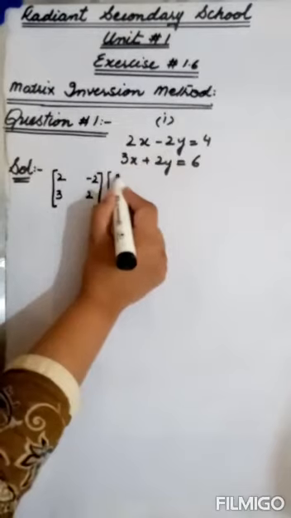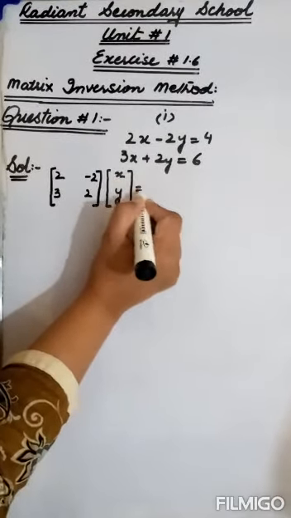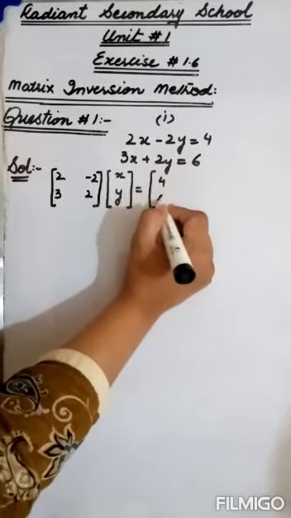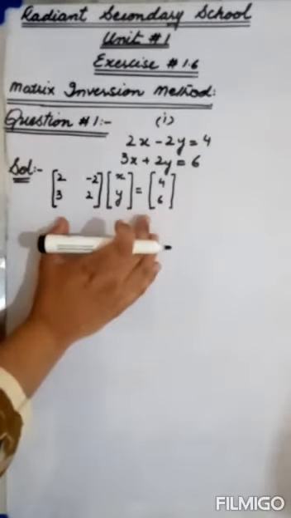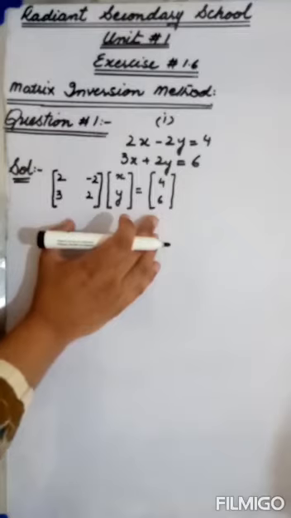Variables are x and y. So we will write like this: x, y is equal to the matrix of constants, 4, 6. Now the matrix inverse method is going to start. This step will be included in both the methods, in Cramer's or in matrix inverse as well.